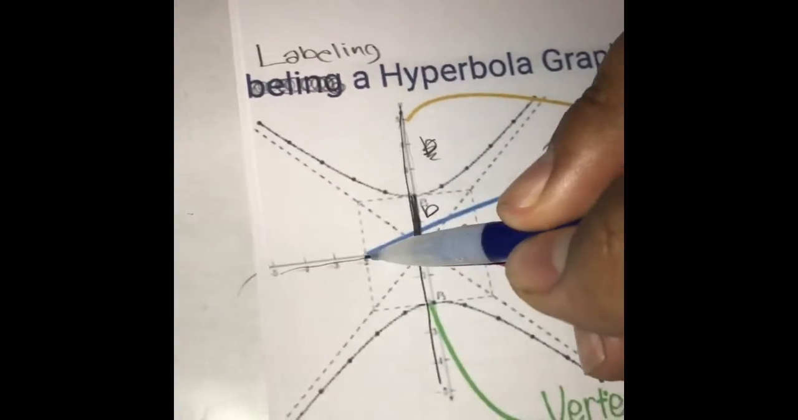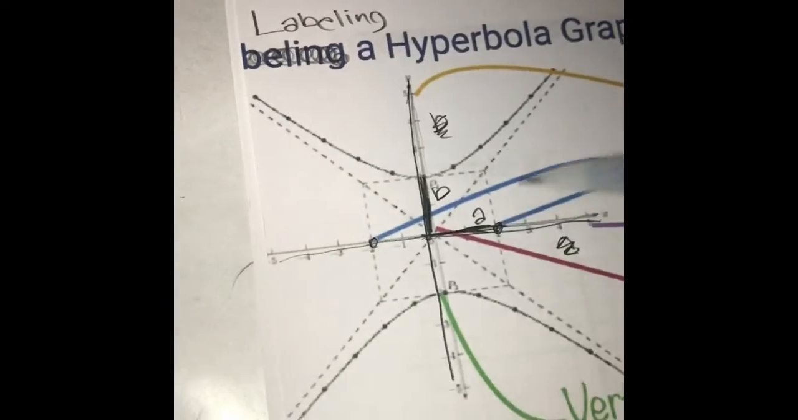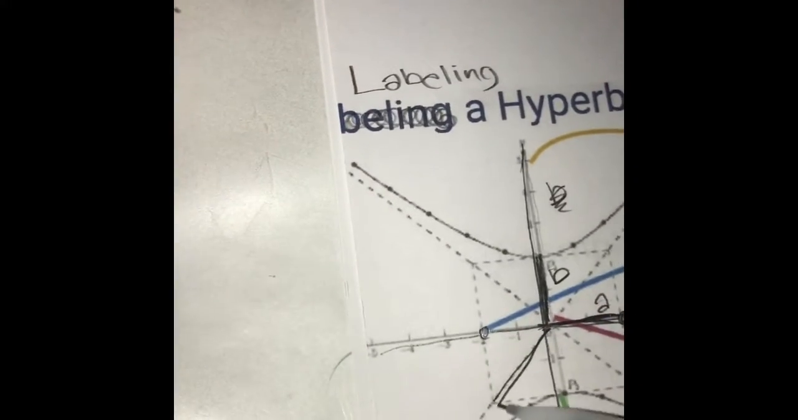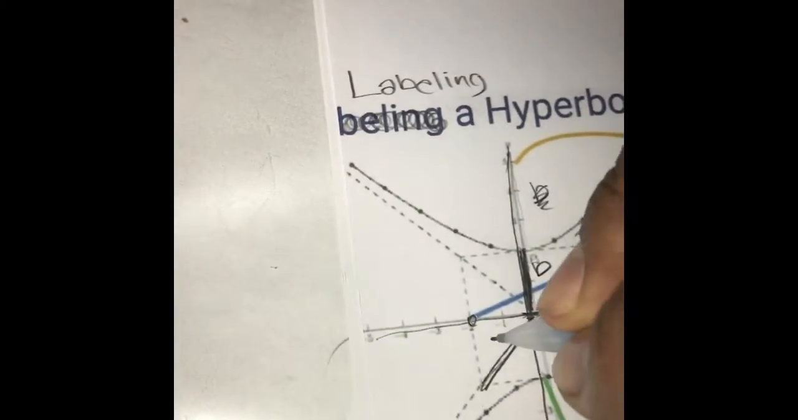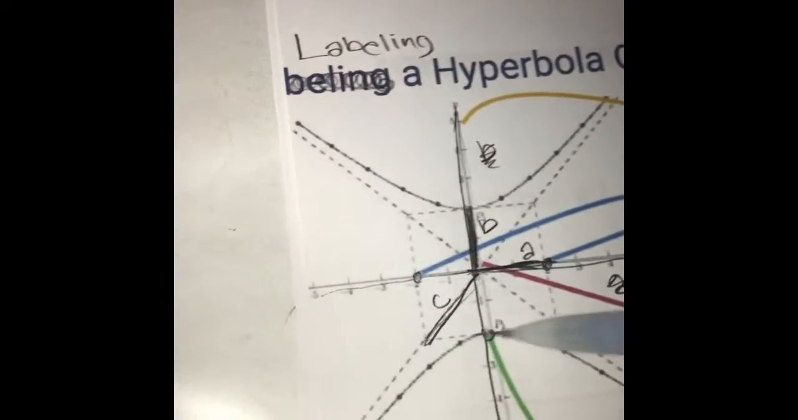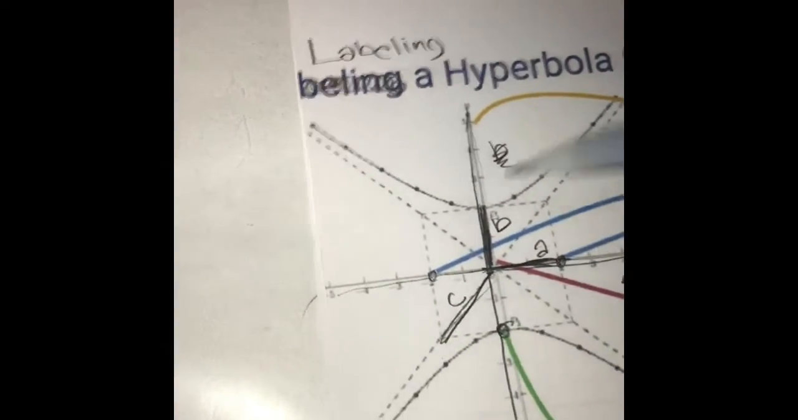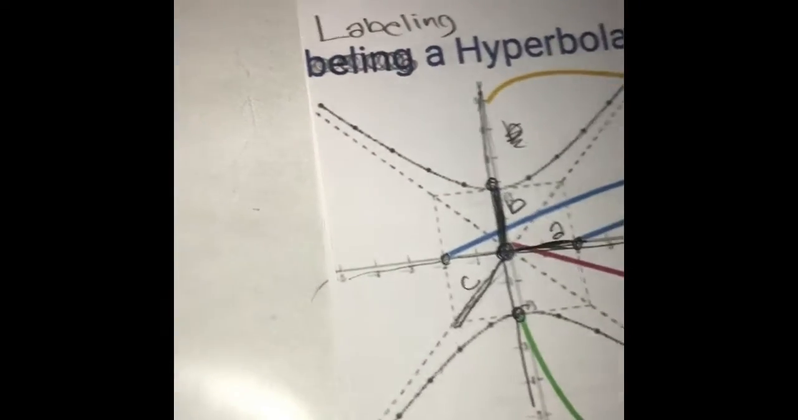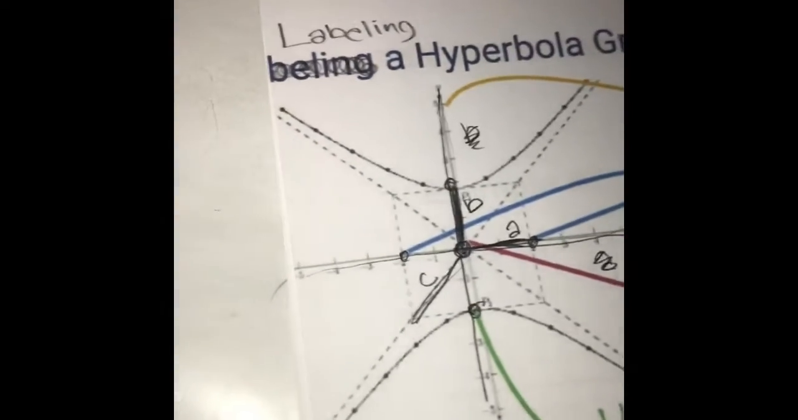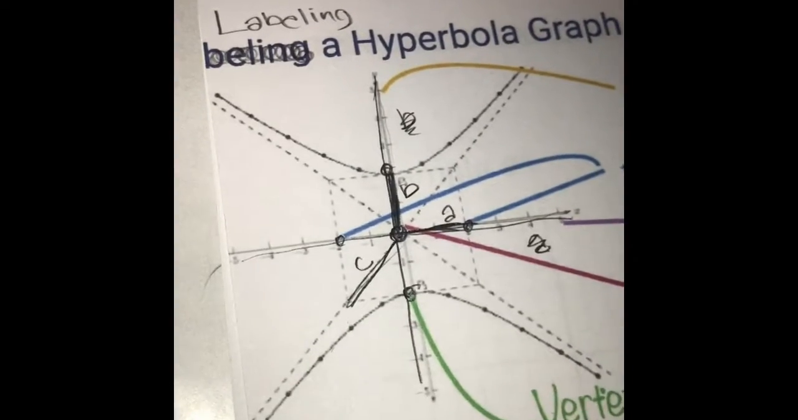And the foci are the 2 points right here. This part of the asymptote is known as C. The vertices are right here, both of them. The center, of course, is in the center.